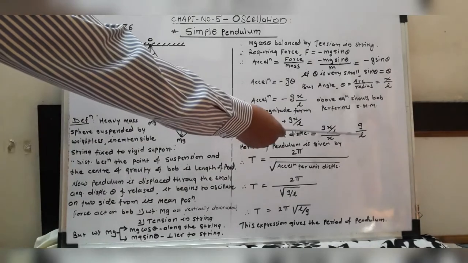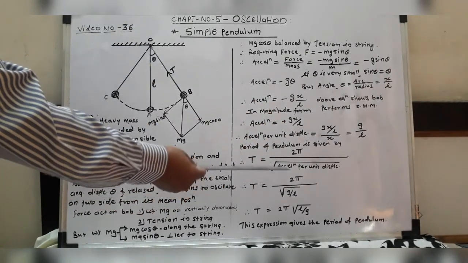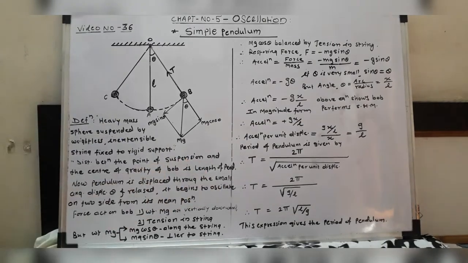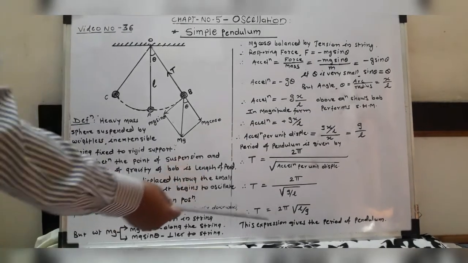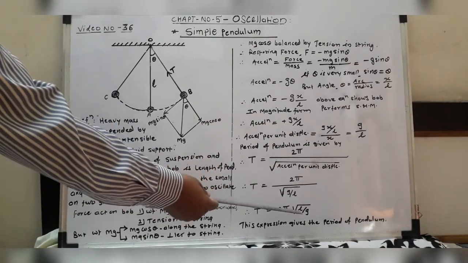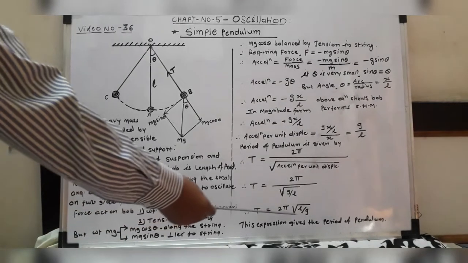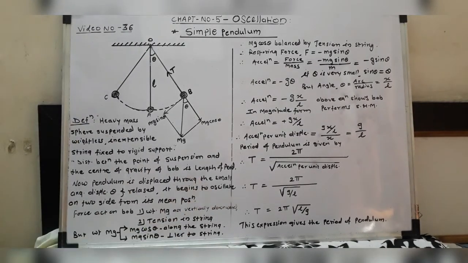Then taking this side numerator, T is equal to 2 pi under root, and taking this side, we can write L under root, L upon g. Therefore T is equal to 2 pi under root L upon g. This is the expression for the period of pendulum.